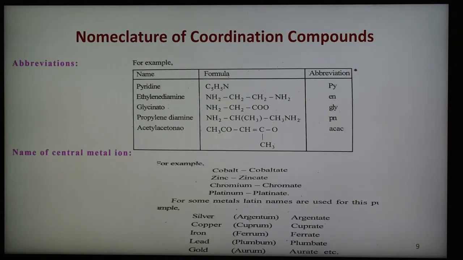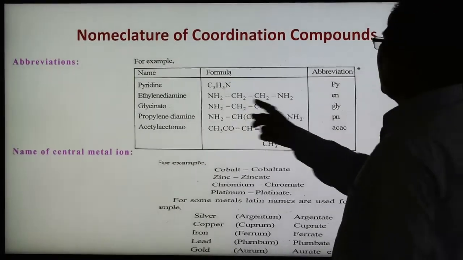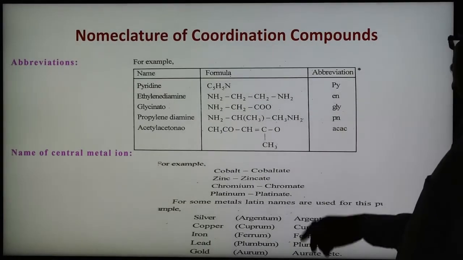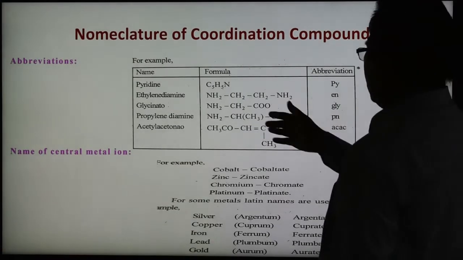Now some abbreviations are also there to indicate the ligands. Some ligands have these abbreviations, shown in this table, and we use these abbreviations when we write the name of the complex. For pyridine, we write it in short. For ethylene diamine, EN. For glycinato, GLY. Propylene diamine, PN. Acetyl acetone, ACAC. And this is the formula of this ligand, and we write it in short.